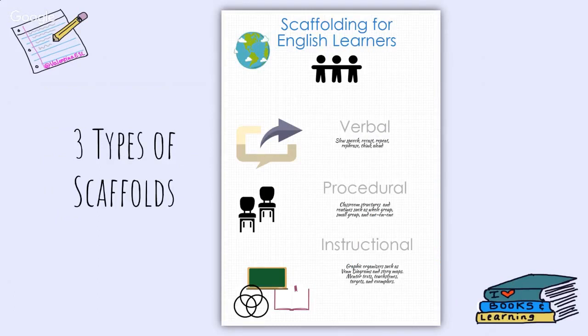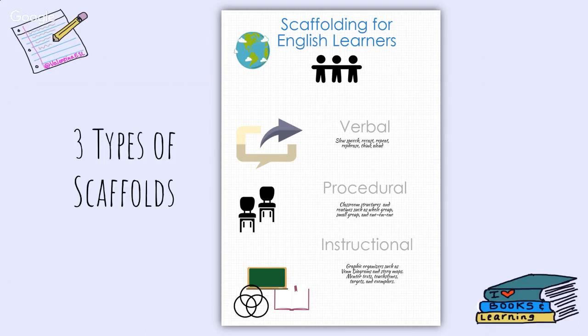So there are 3 types of scaffolds as we're looking at reading and writing workshop. As we're delivering our instruction, whether we're working in that small group or we're doing the mini lesson, whatever it is, when we're scaffolding instruction, we want to be sure that we're scaffolding verbally and procedurally before we scaffold instructionally. So that verbal scaffold is that slower speech and recasting, really thinking aloud, and that's the biggest part when we're talking about reading and writing workshop, thinking aloud the process of reading and writing.